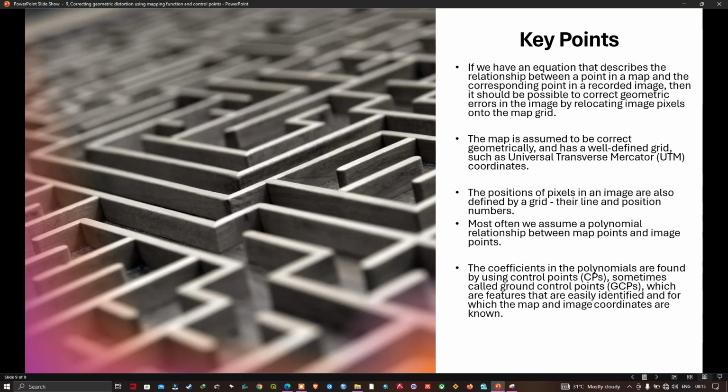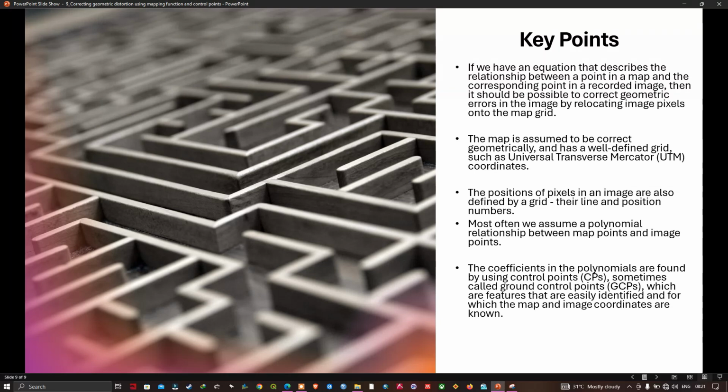This technique depends upon having an accurate way of relating points in a map to corresponding points in an image. We do this by the process of choosing control points and establishing mapping polynomials. We will see an example in our later videos.